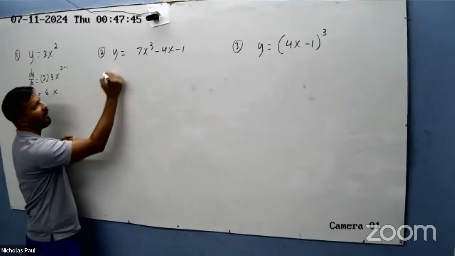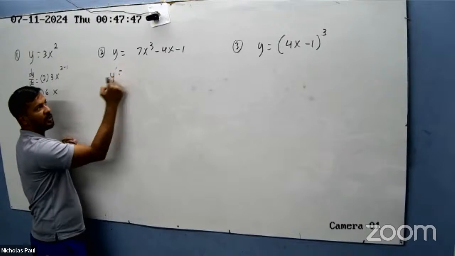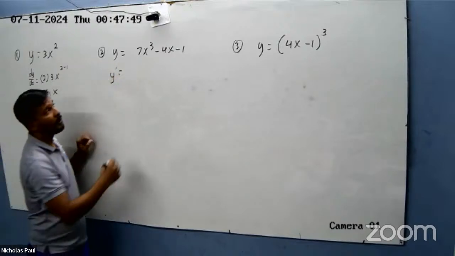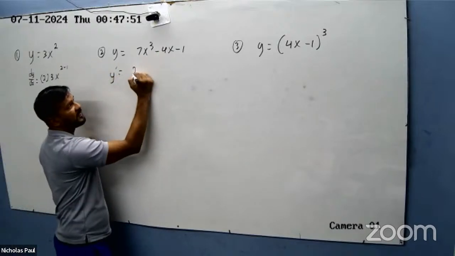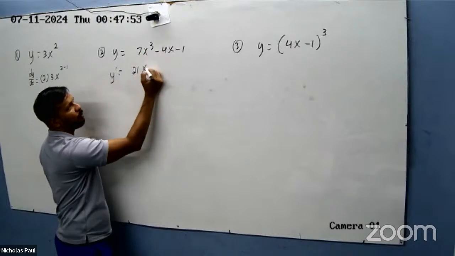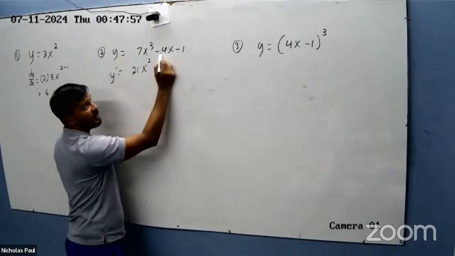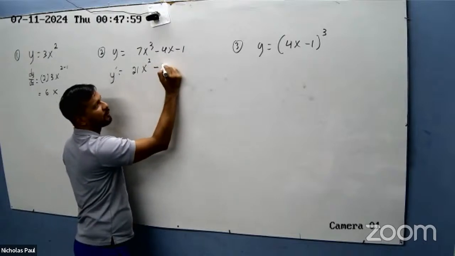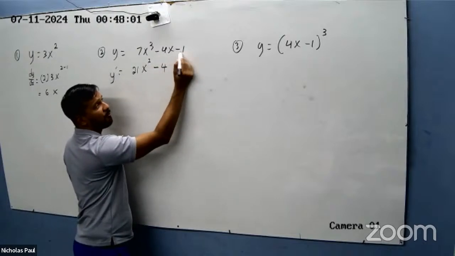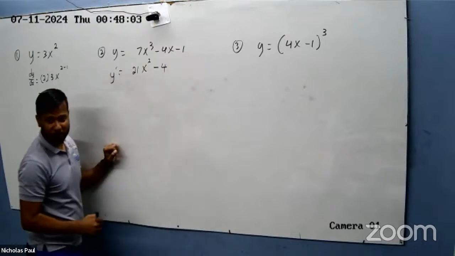Here, remember you could also write differentiation as y prime, right? Bring down the power, 3 by 7, 21, minus 1 from 3, you'll get 2. That's okay? The differential of minus 4x is how much? Minus 4. Differential of minus 1 is 0.